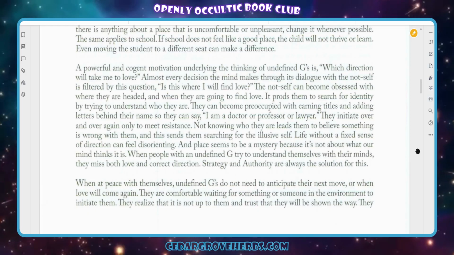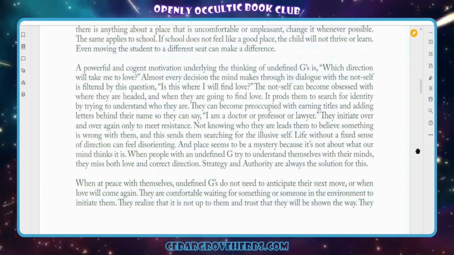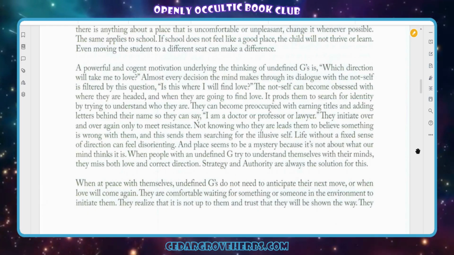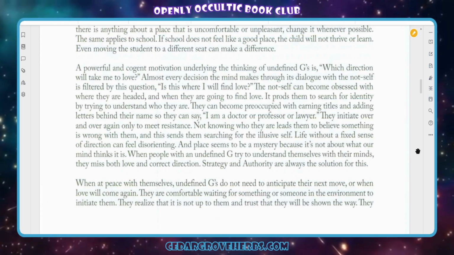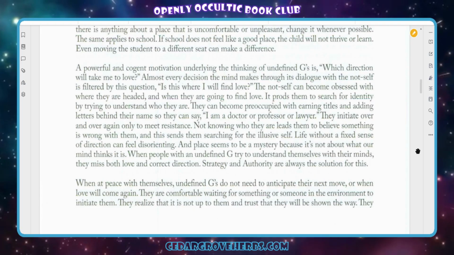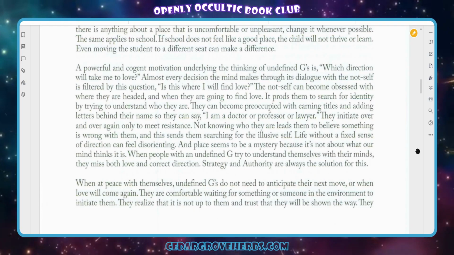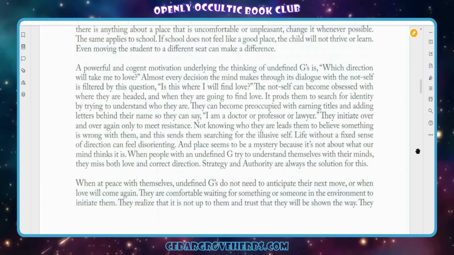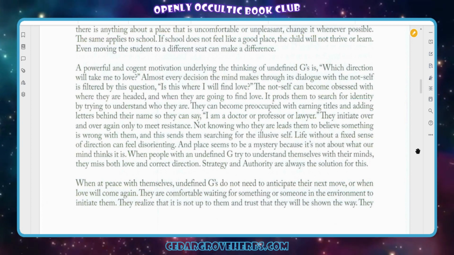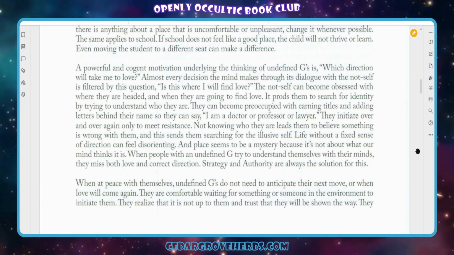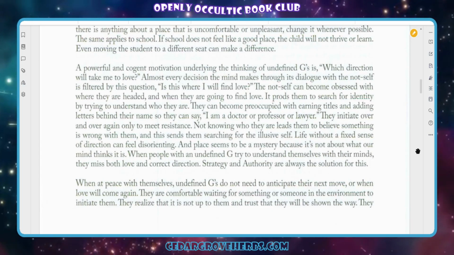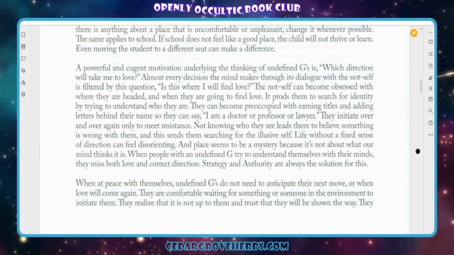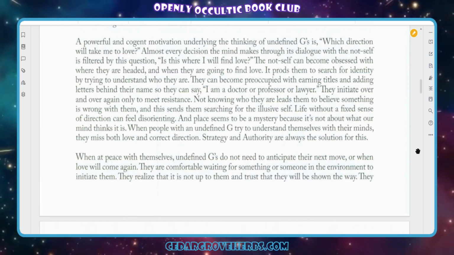Not knowing who they are leads them to believe something is wrong with them, and this sends them searching for the elusive self. Life without a fixed sense of direction can feel disorienting, and place seems to be a mystery because it's not about what our mind thinks that it is. When people with an undefined G try to understand themselves with their minds, they miss both love and correct direction. Strategy and authority are always the solution for this.